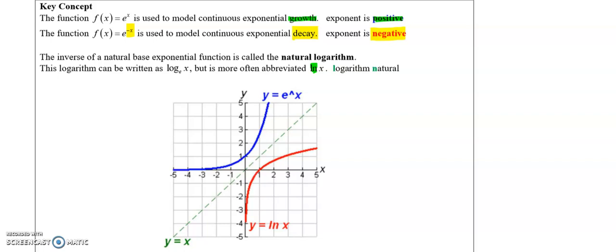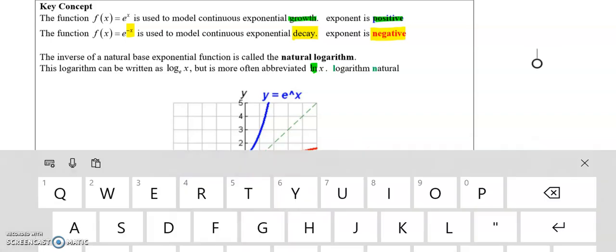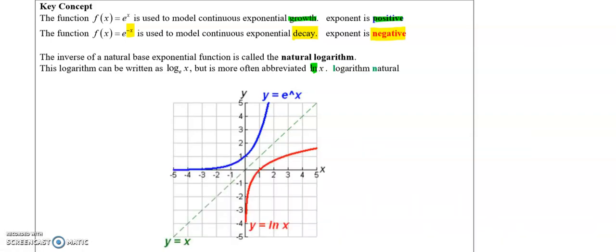The graph of e to the x here is 2.718 to the x. So it's in between a 2 to the x and a 3 to the x. If we look at the natural log of x, it's going to be that red graph there, y equals natural log of x. And if we drew in the y equals x line, you can see that the blue and the red curves, if we fold it along that green line, will match perfectly because they are inverses.